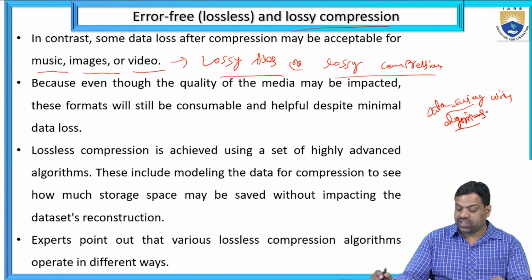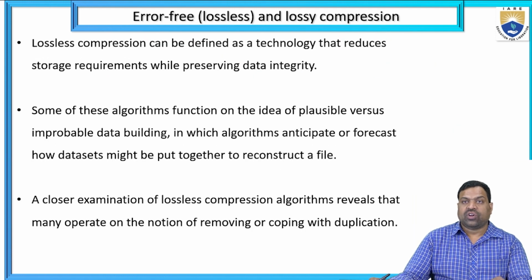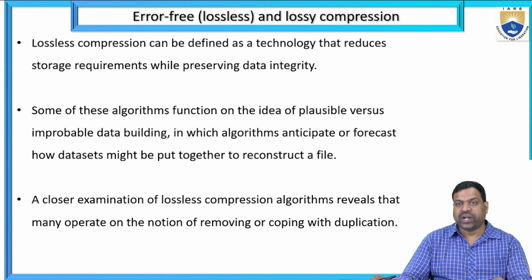So, data saving with algorithms. From the expert's point of view, the various lossless compression algorithms operate in different ways. Lossless compression can be defined as a technology that reduces the storage requirements while preserving the data integrity. Some of these algorithms function on the idea of probable versus improbable data building, in which algorithms anticipate or forecast how datasets might be put together to reconstruct a file.